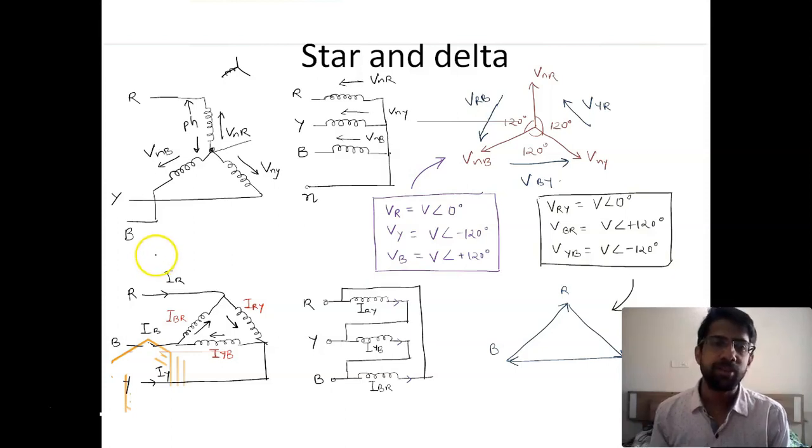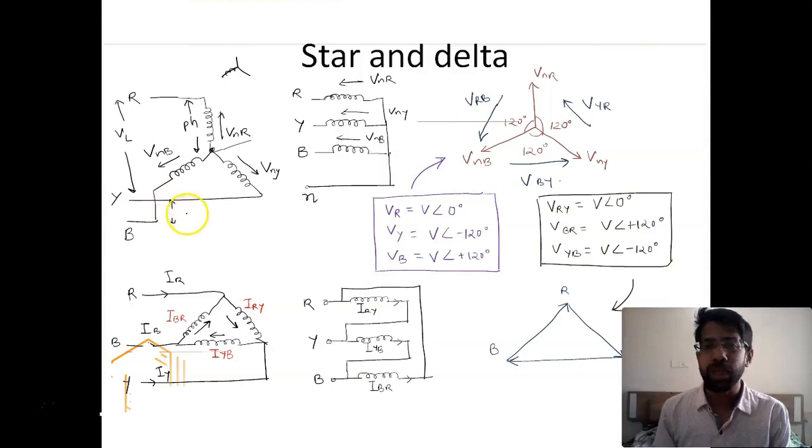There is another term which is known as line voltage and a line current. What is a line voltage? Line voltage is the voltage between two lines of a three phase. So this is nothing but VRY, which is the voltage between two lines R and Y. Similarly, you have line voltage from Y to B, which is VYB, and another voltage from R to B, which is VBR. The phase voltage and line voltage may be different depending upon the type of connection, such as star or delta.